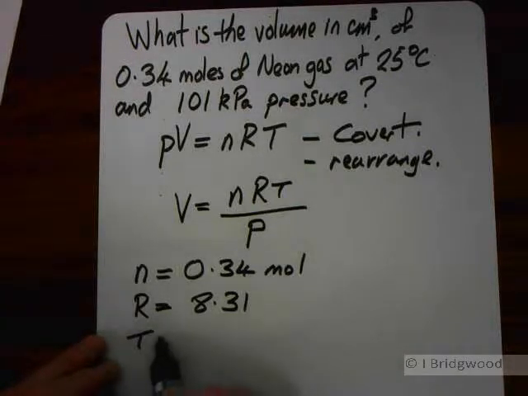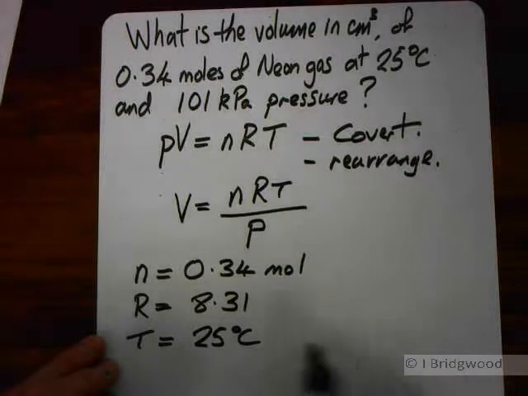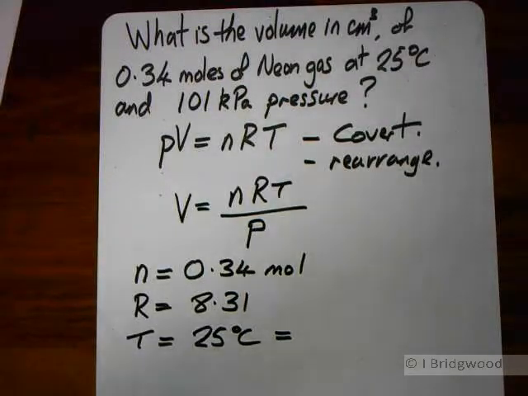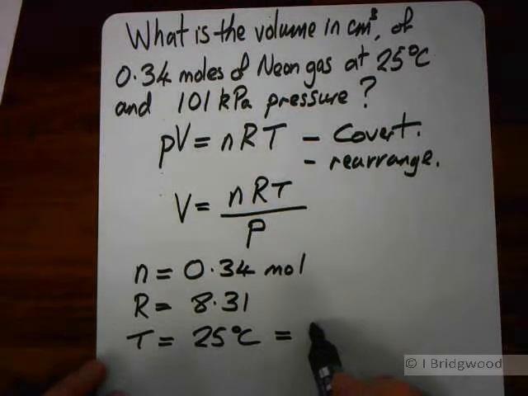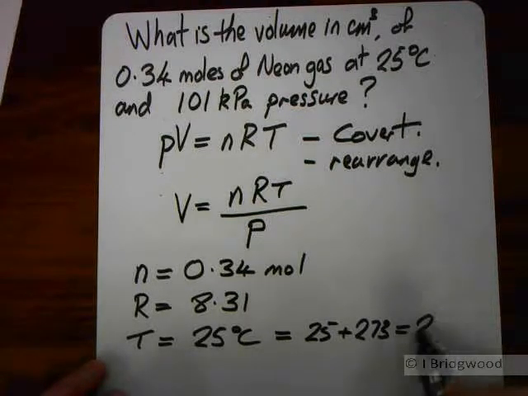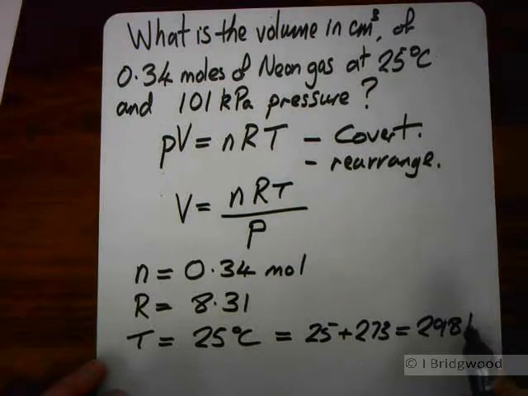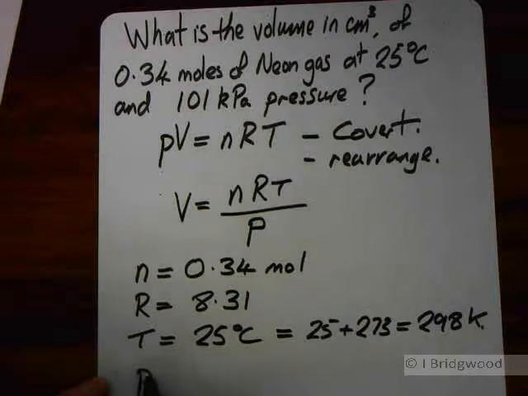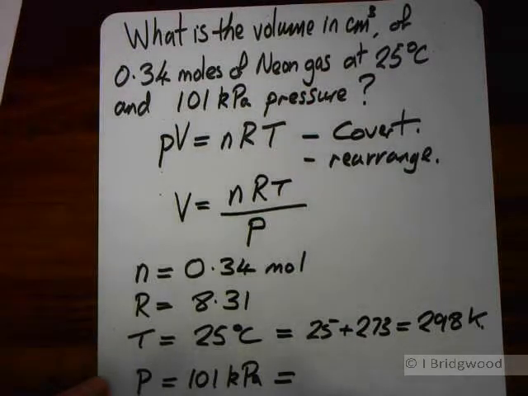T is temperature, and our temperature is 25 degrees Celsius. We need to convert our temperature to Kelvin. That's going to be 25 plus 273 equals 298 Kelvin. P, our pressure, is 101 kilopascals. Again, we need to convert that into pascals by multiplying by 1,000.